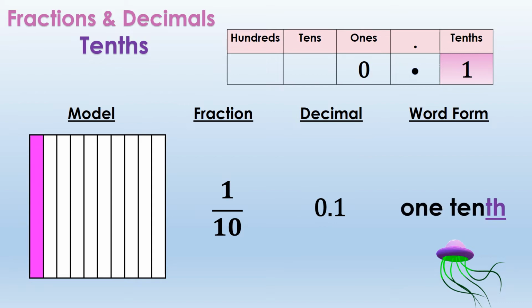And if I wrote this out, it would be written in word form as one tenth. If you notice, I'm not saying one ten because I don't have anything in my tens place value. I only have a 1 in my tenths place value.